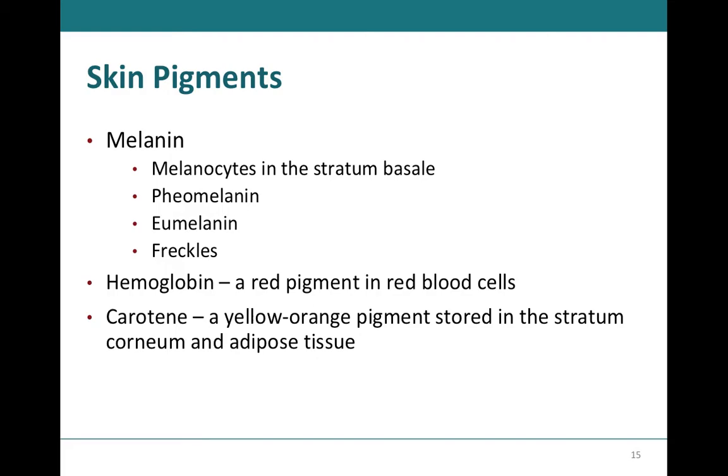As far as the pigments of skin go, we have melanin, hemoglobin, and keratin. These three pigments can give you a wide variety of colors. Melanin is going to be synthesized from melanocytes that are in your stratum basale. Once this melanin is synthesized, it will cause the skin's color to vary from a pale yellow to a reddish brown to black. Pheomelanin causes the yellow to red skin tones, and eumelanin is the brown to black.